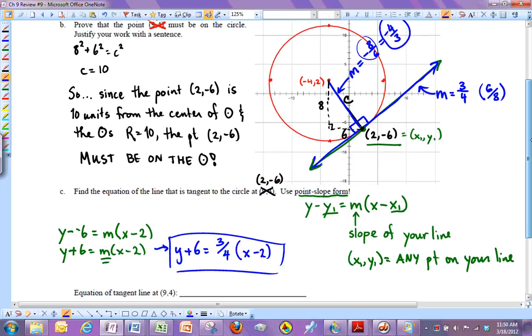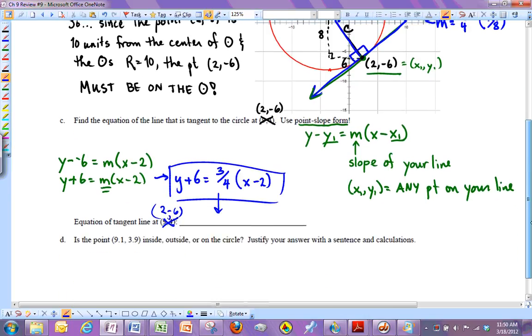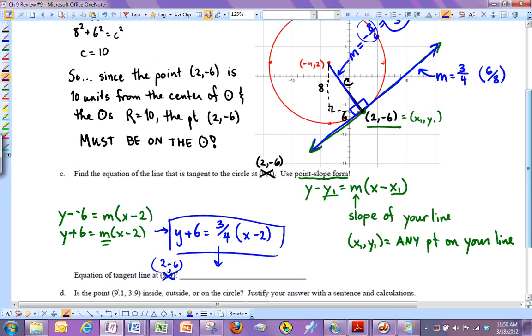There's one more part here that's left. That should say 2, negative 6. And this can go here. The last part says, is the point... oh, that's a typo again. 2.1, negative 5.9 was the correction from class. So is that point on the circle, inside it, or outside it?